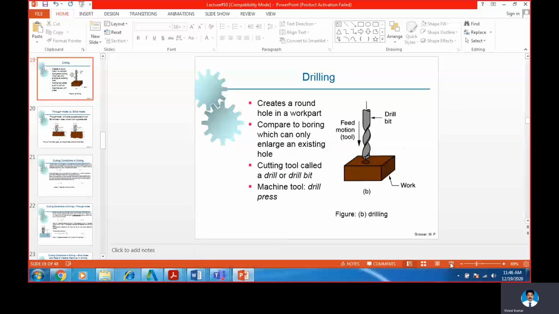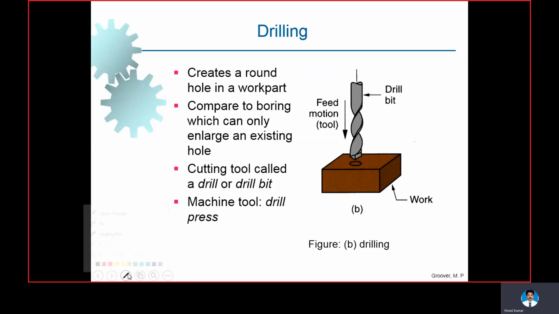In this session, we are going to discuss drilling operation. Drilling operations are used to produce round holes in a work part. Comparing with boring, which is done normally to enlarge a particular hole: there is an existing hole, and if you want to enlarge that existing hole, you use boring. But drilling is basically used to produce holes in a workpiece.